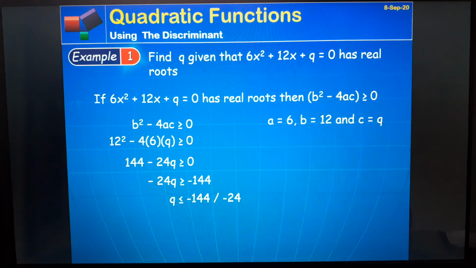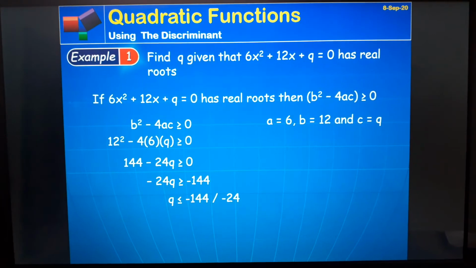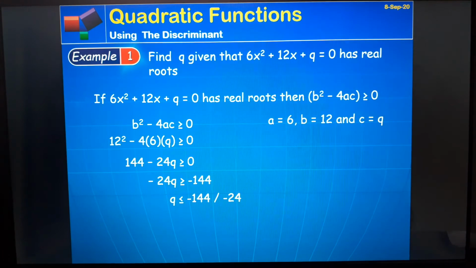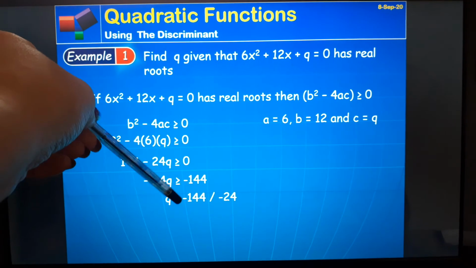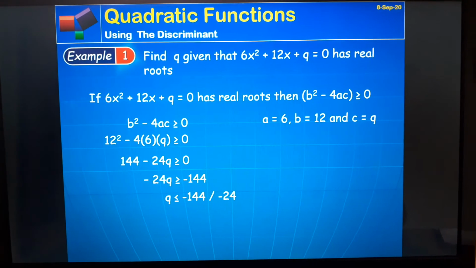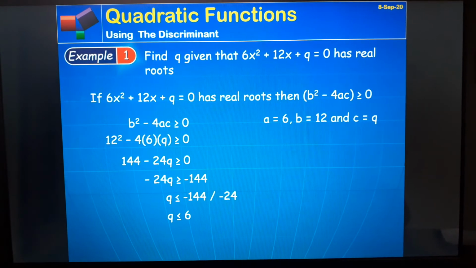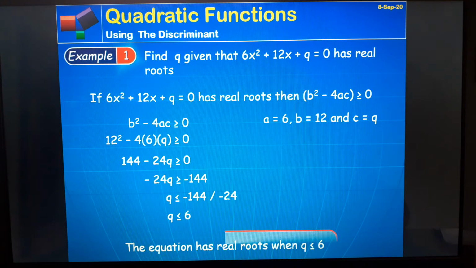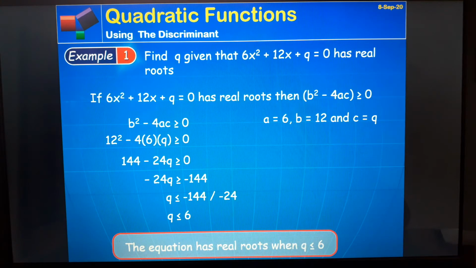So see how we have taken the negative 24 over to the right-hand side to make it a divide, but we've also turned the inequality sign around. You can see that just right there. Okay. So the final answer is q is less than or equal to positive 6. Negative 144 divided by negative 24 is positive 6. So we've now found the value of q in terms of the inequality. So q is less than or equal to 6. So the equation has real roots when q is less than or equal to 6. And that's how you would answer that question.